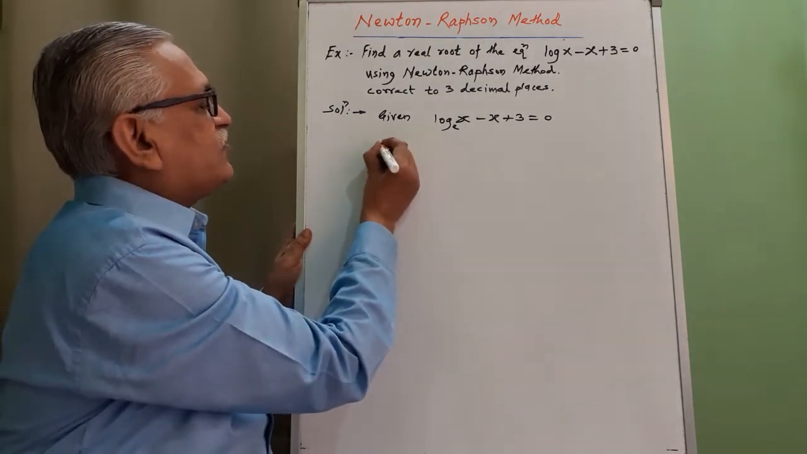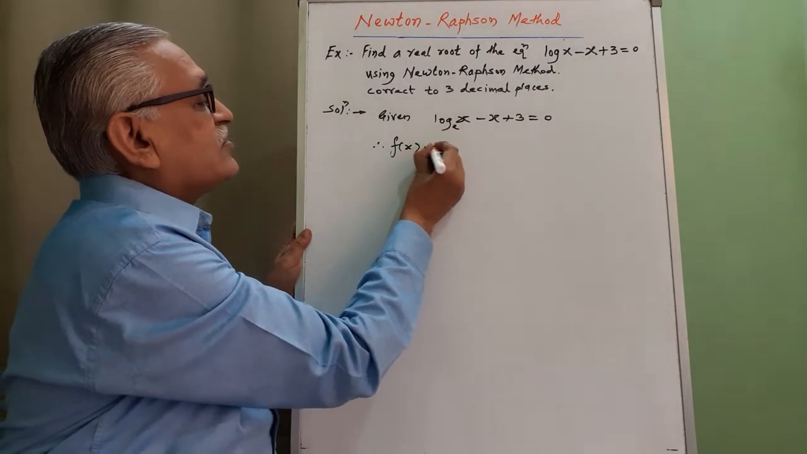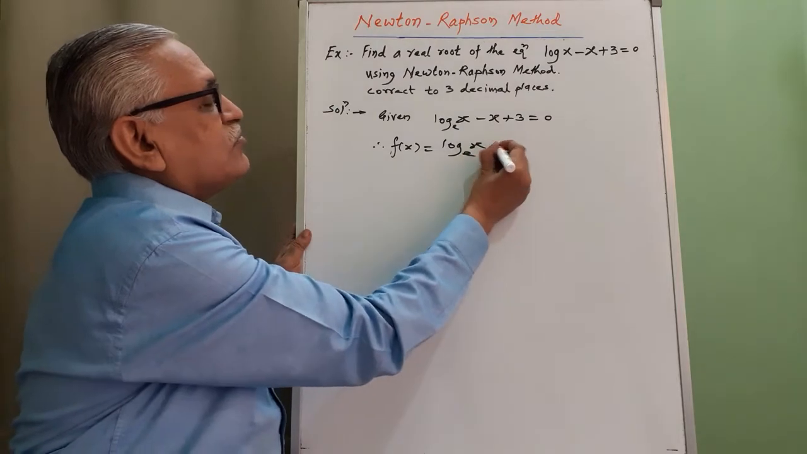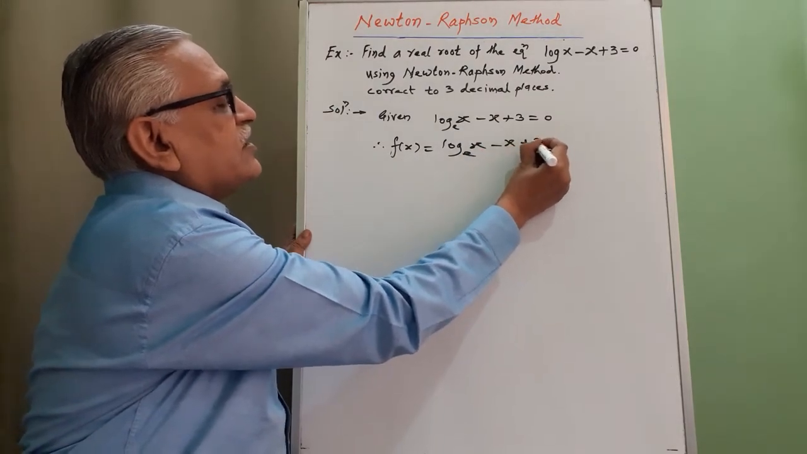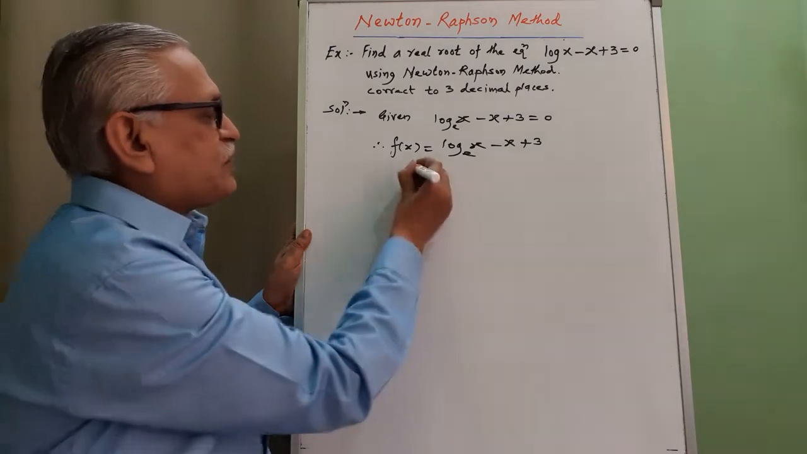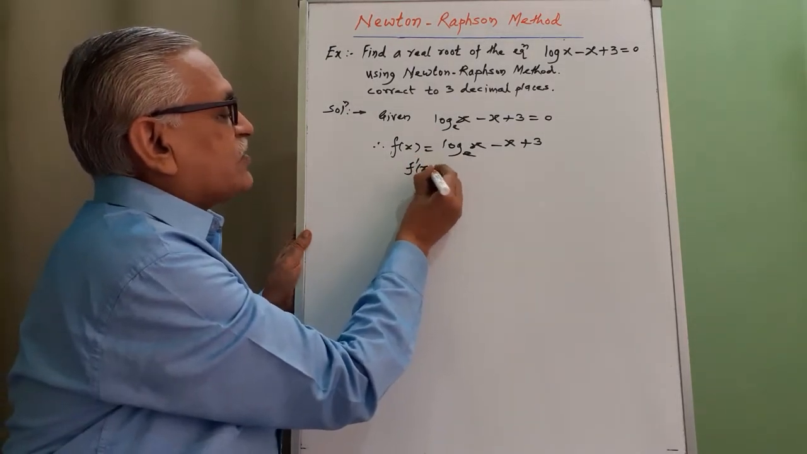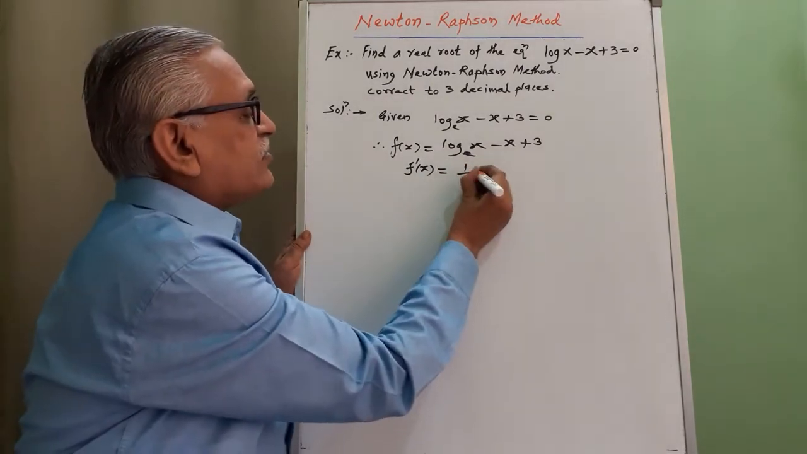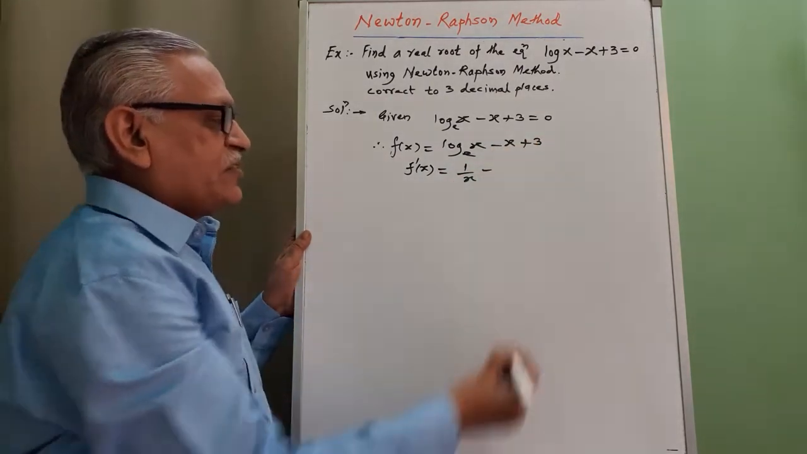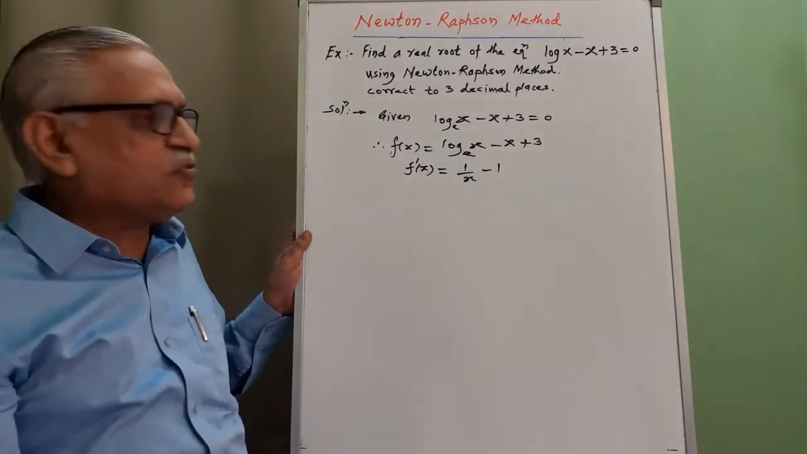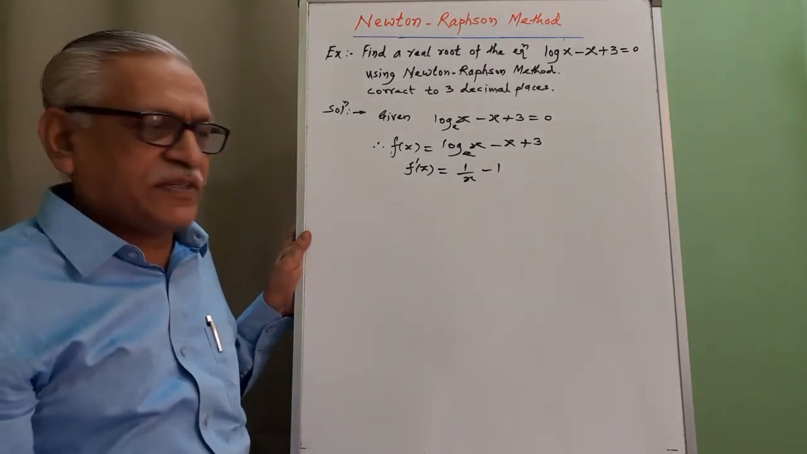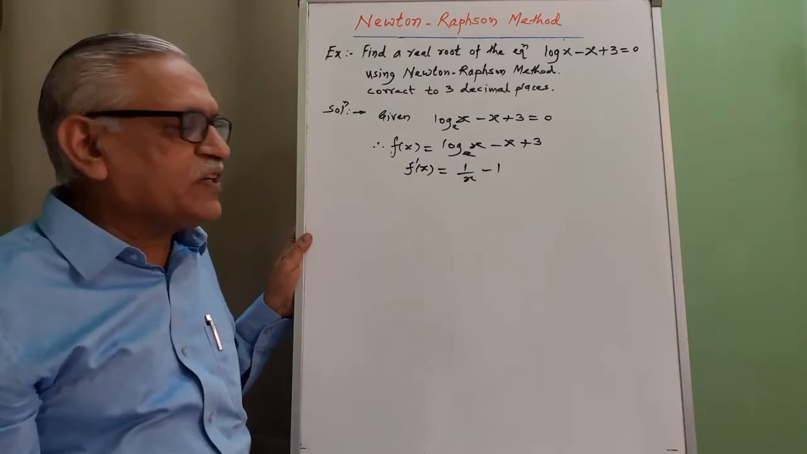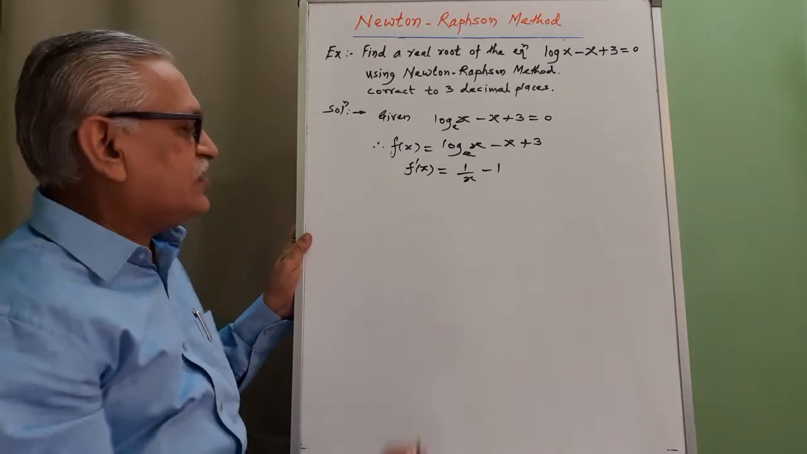From this equation we get f of x as log of x to the base e minus x plus 3. Differentiating it with respect to x, we get f dash of x is equal to derivative of log x, which is 1 by x, and derivative of x is 1. Therefore, we have these two equations, f of x and f dash of x. We require to find the root by Newton-Raphson method, for which we require two initial guess values.